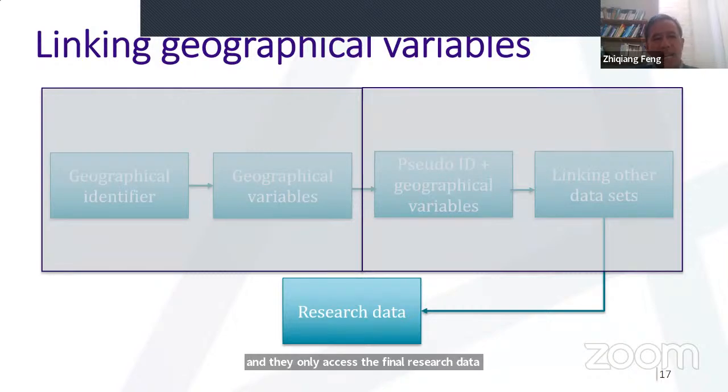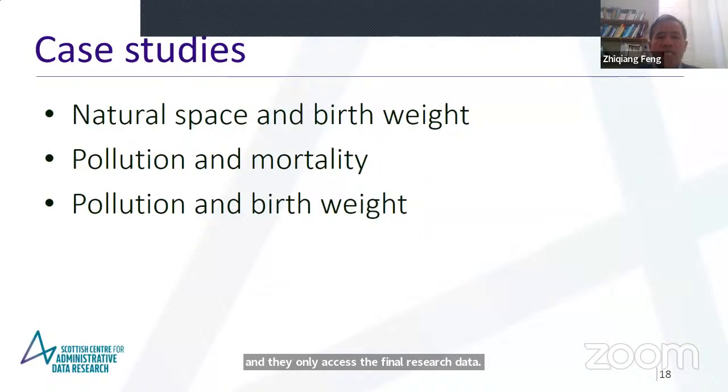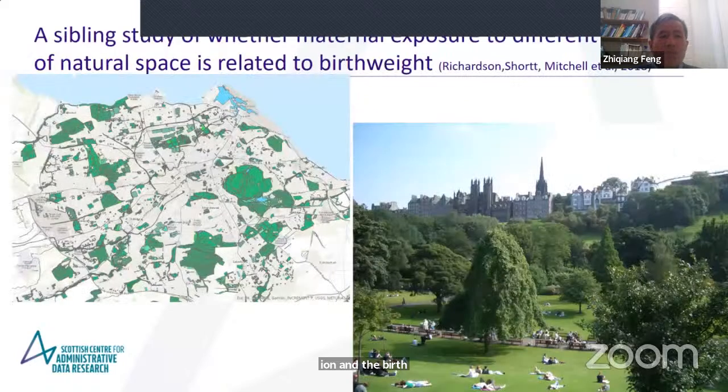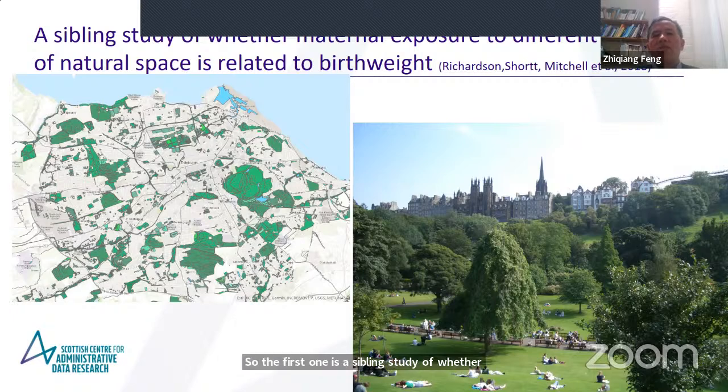So now I'd like to give a quick introduction to three examples. One is natural space and birth weight. The second is pollution and mortality. And the third is air pollution and birth weight. So the first one is a sibling study of whether maternal exposure to different types of natural space is related to birth weight.